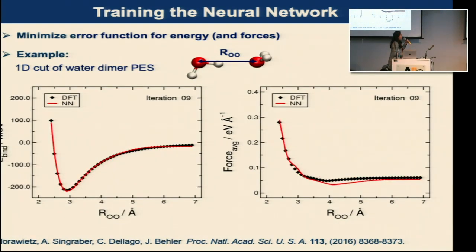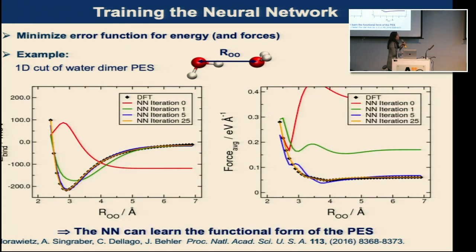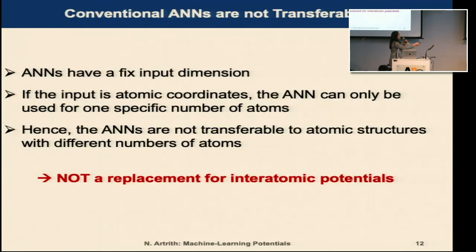our neural network potential can represent the reference data accurately. So you can see both energies and forces represent the reference data very accurately. In this case, we can see that the neural network can learn the functional form of the potential energy surface here.